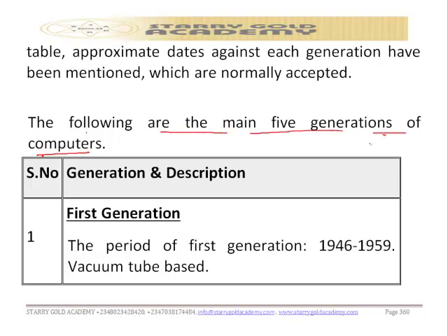We will list them one after the other and describe them. One, first generation. This is the period between 1946 and 1959. They made use of vacuum tubes. This is the period between 1946 and 1959.